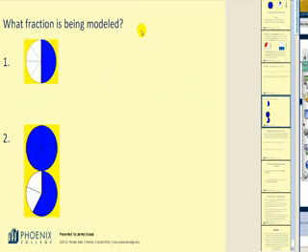Let's see if we can model the fractions that are presented. This first one, we have a circle divided into 8 equal parts. So our denominator, of course, would be 8. And the number of pieces shaded would be 4. Another idea we would consider very soon, we can see that 4/8 is equivalent to 1/2.